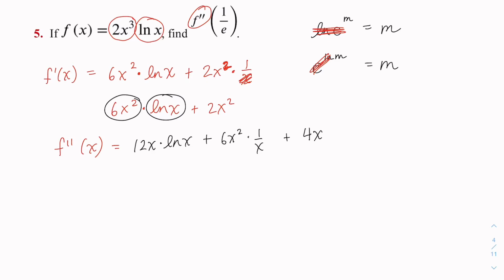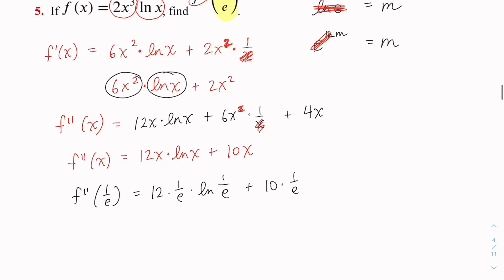Right, so I did the product rule and I got this whole expression, then I finished with the derivative of 2x squared. Let's simplify. And notice that these two combine. Last step, let's plug in. We always wait till the last step to plug in our 1 over e.